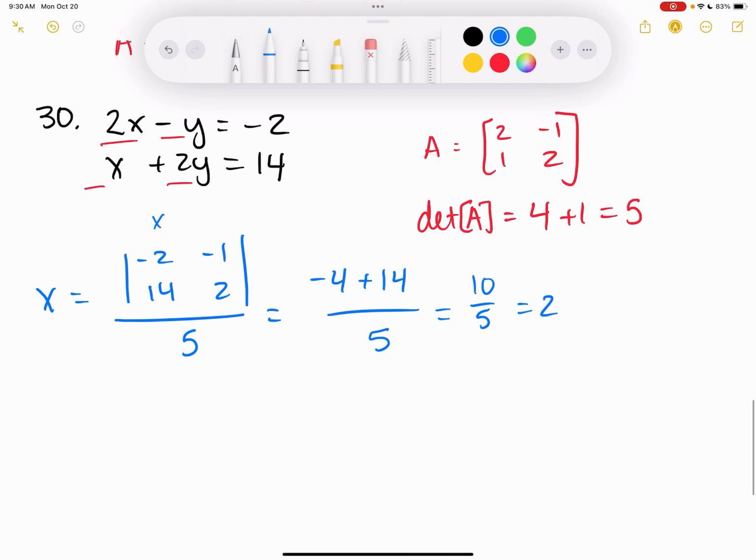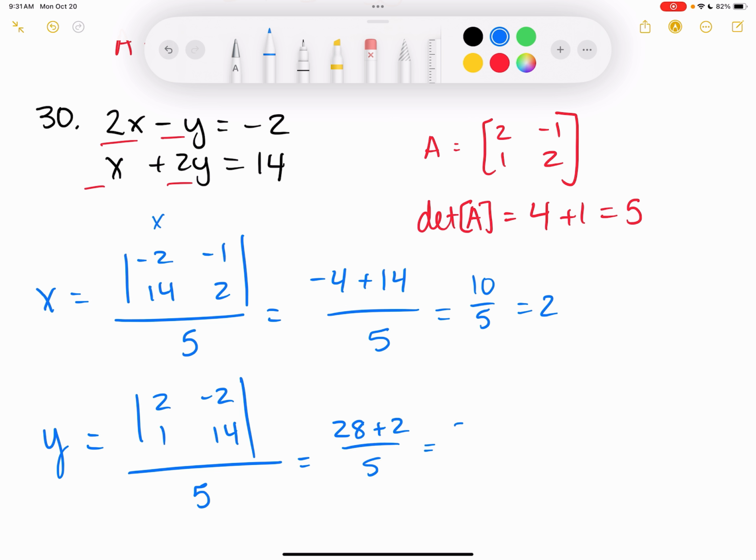So then y, to find it, we take, whoa, I made that really large. We take the x values and we copy them down, so 2 and 1 in that column. In the y column, we're replacing that with the answers, so -2 and 14. And then over the determinant of 5. So 2 and 14 is 28, minus a -2, so that'd be +2, over 5, 30 over 5, which is 6. So the solution is still an ordered pair, so make sure you don't do everything and forget to write it as an ordered pair, would be 2, 6.